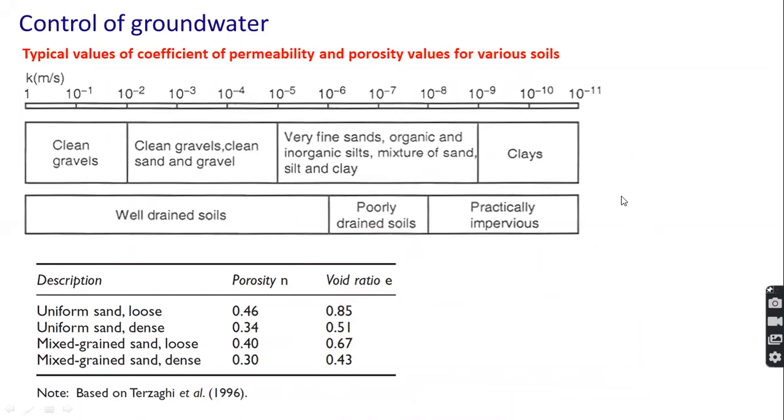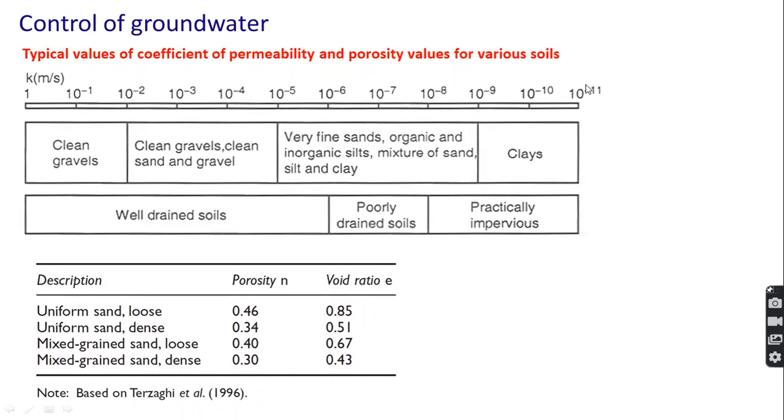So one of the main design parameters is the coefficient of permeability of clay. Typical values are given here in the absence of field test data. In most cases, we don't have field permeability tests done for deep excavations, so some typical values are given here.